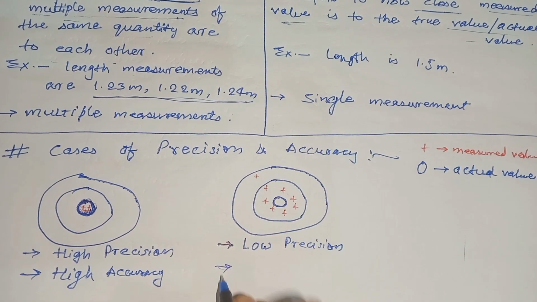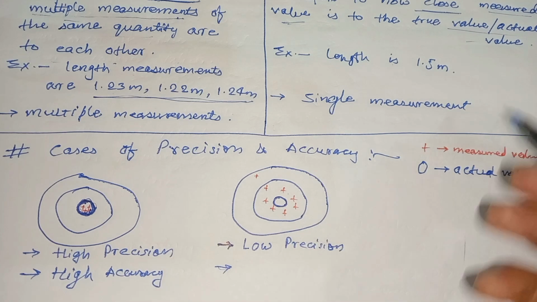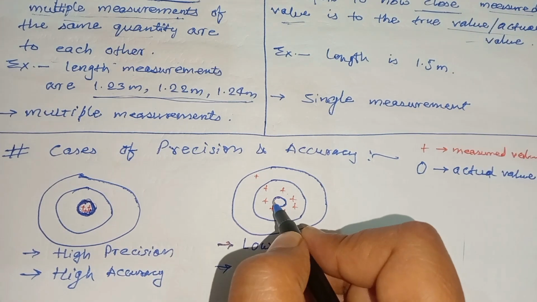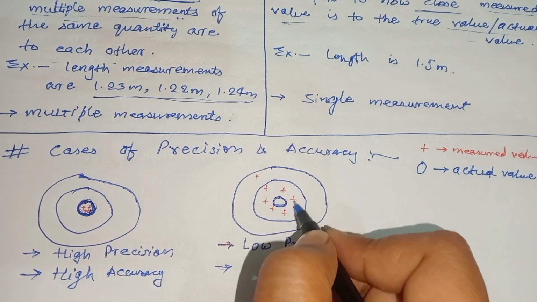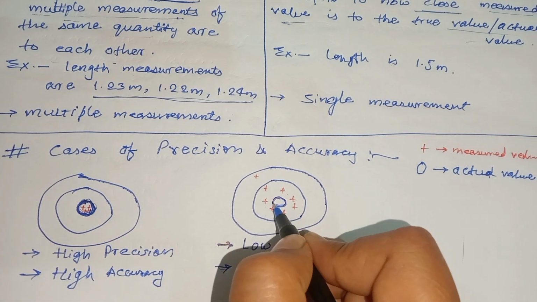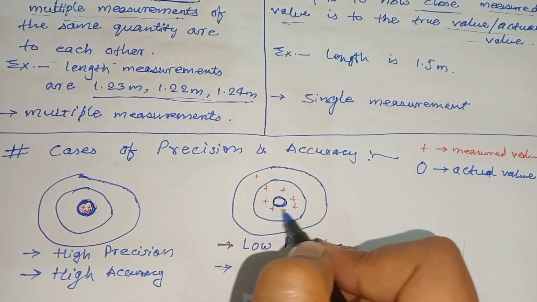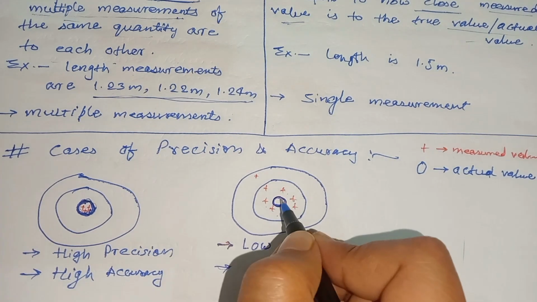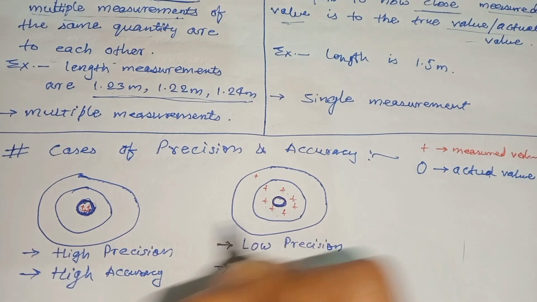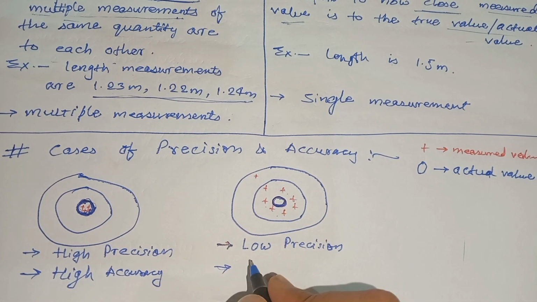Okay, and how will we check accuracy? For accuracy we will see how close it is. This is the actual value, and the red plus signs are the measured values close to this. They are much apart from each other, but they are close to this value, so it can be said high accuracy.